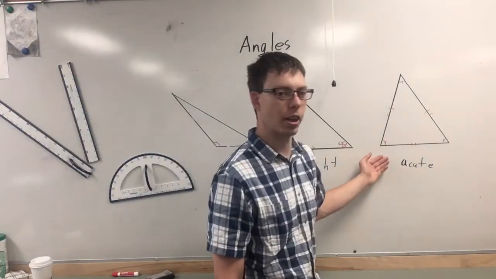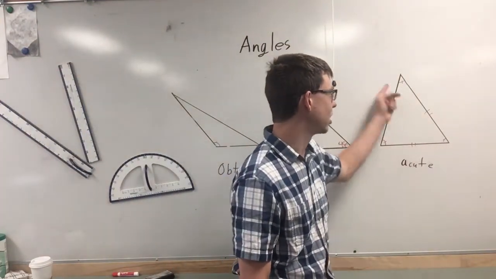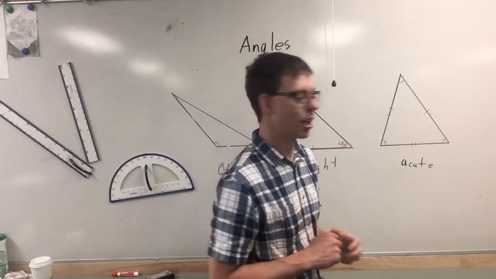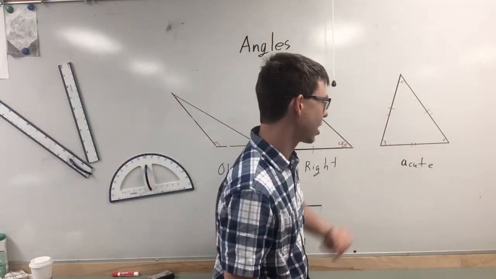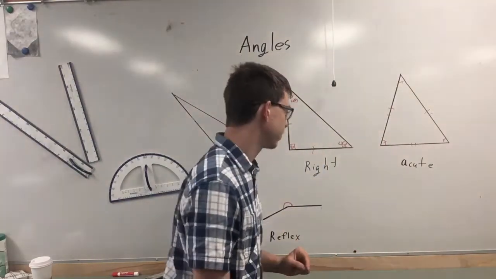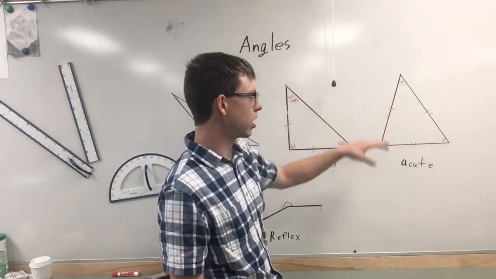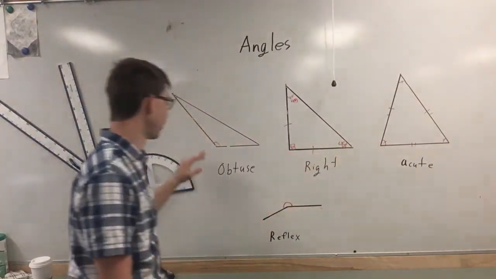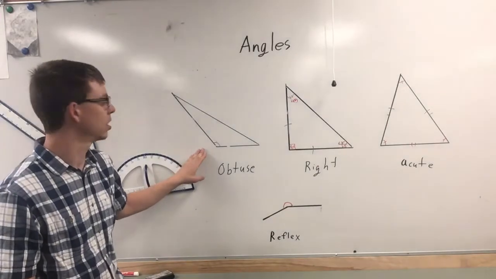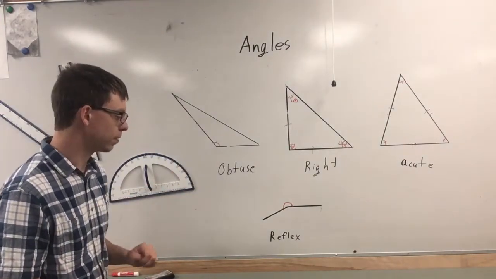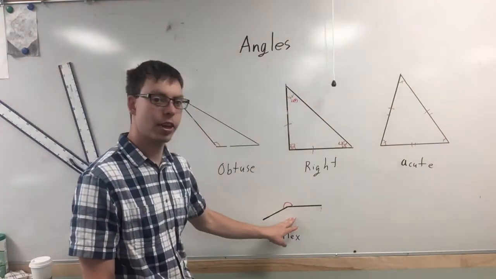Over here we have a triangle, and every angle is less than 90 degrees, making this an acute triangle. Okay? Every angle is acute, therefore it's an acute triangle. Over here, one angle is obtuse, therefore it's an obtuse triangle. And down here we have another type of angle.